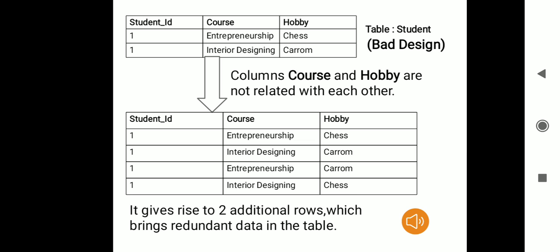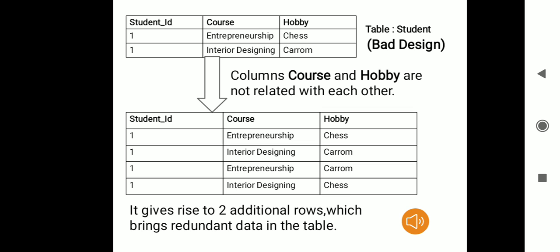Just consider the table student in this slide. It consists of 3 columns: student ID, course and hobby. If you analyze the table properly, you will notice that the columns student ID and course are related with each other, as a particular student can enroll for a particular course. Again, the columns student ID and hobby are also related, as a particular student may be interested in a particular hobby. But the columns course and hobby are in no way connected with each other, as they are two different entities which cannot be related.